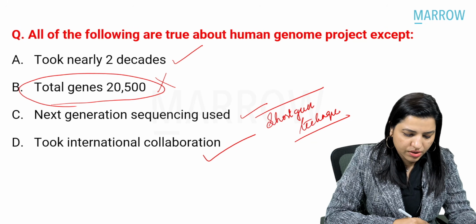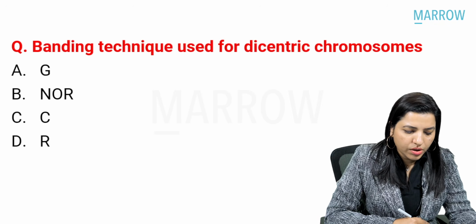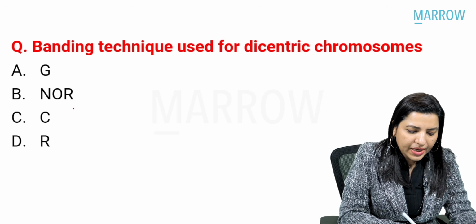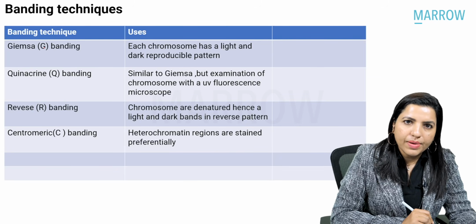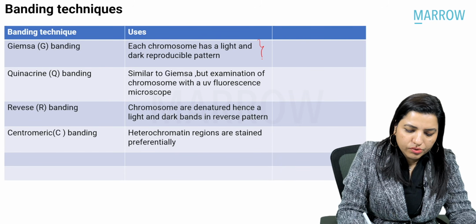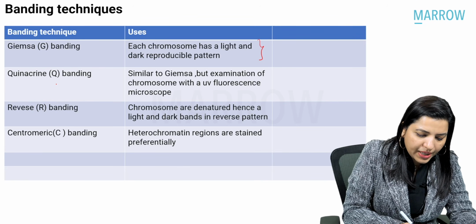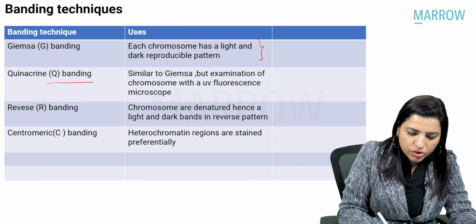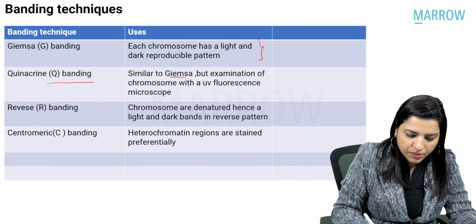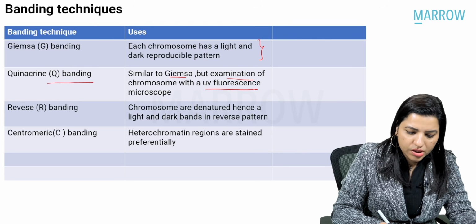Then, banding technique used for dicentric chromosome: G banding, NOR banding, C banding, R banding. So what are these banding techniques? G banding is something we all know, that is Giemsa banding, where we usually see a light and dark pattern. Then quinacrine banding is otherwise Q banding. Quinacrine banding is similar to Giemsa, but the examination of the chromosome is using a UV fluorescence microscope.